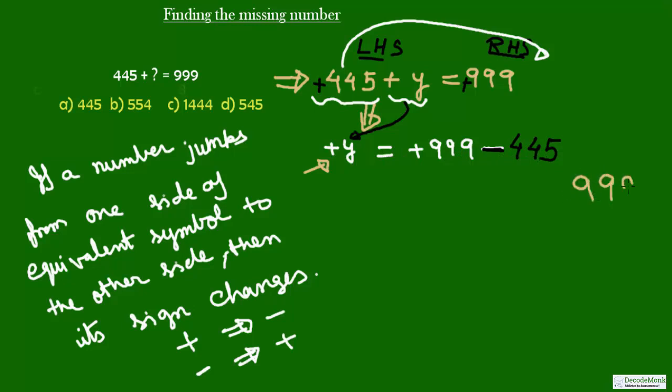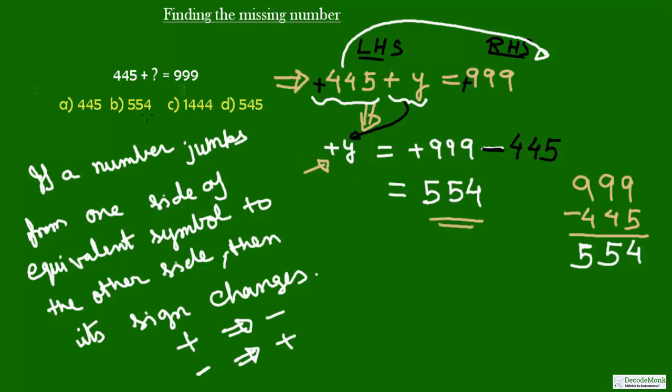Now let us carry out the subtraction. 999 minus 445. 9 minus 5 is 4. 9 minus 4, 5. And 9 minus 4 is 5. So this is equal to 554, which is option B. So option B is the right answer over here.